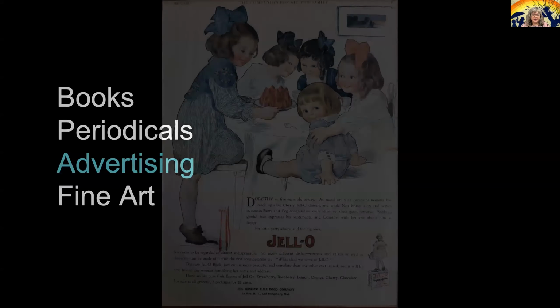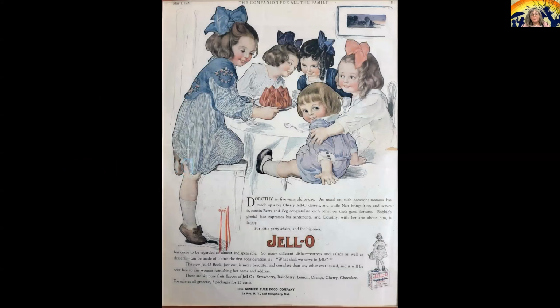All right, the last two sections are much smaller than the other two we looked at, but they're still very noteworthy. The first is advertising. And as I mentioned before, and as many of you probably know, Rose O'Neill was one of the top Jello artists. This is an advertisement from the collection from 1921.